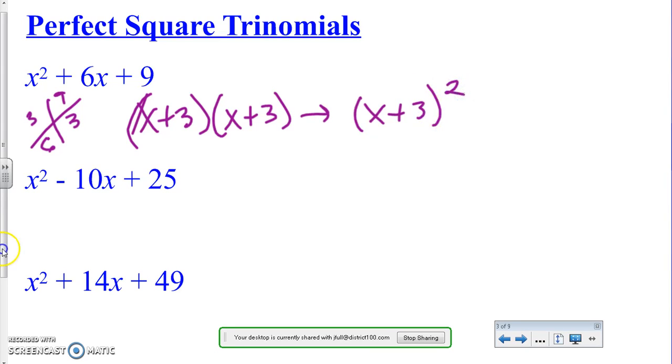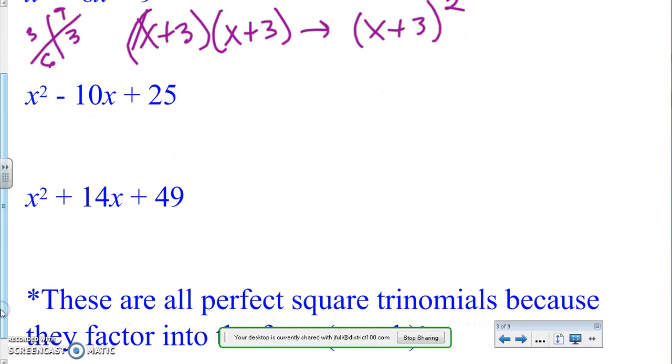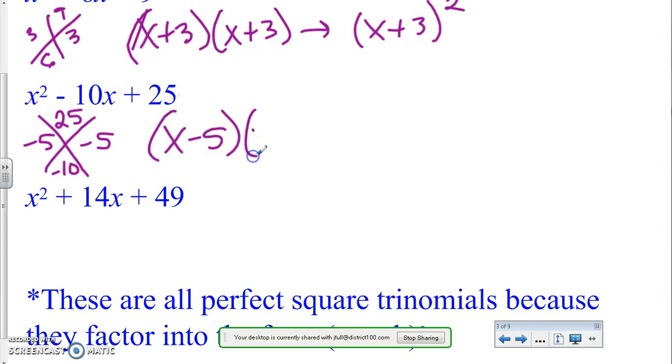Okay, let's do the second one. On top of my x, I would have a 25. On the bottom, I would have a negative 10. So the two numbers that multiply to give me 25 and add up to negative 10 would be negative 5 and negative 5. So in my parentheses, I would have x minus 5 times x minus 5. So again, if I have the same thing twice, I can rewrite this as x minus 5 squared.